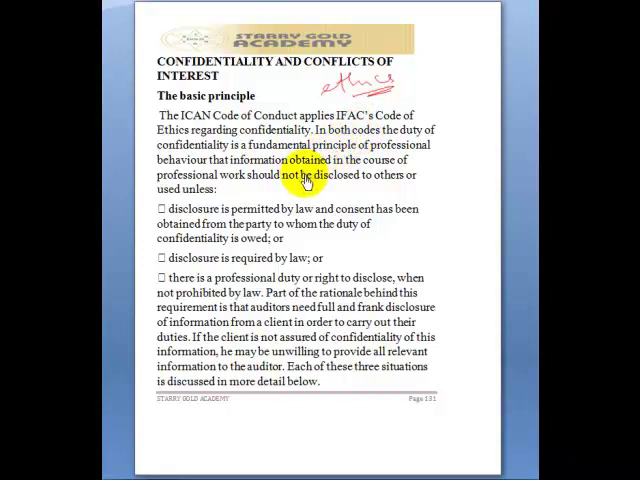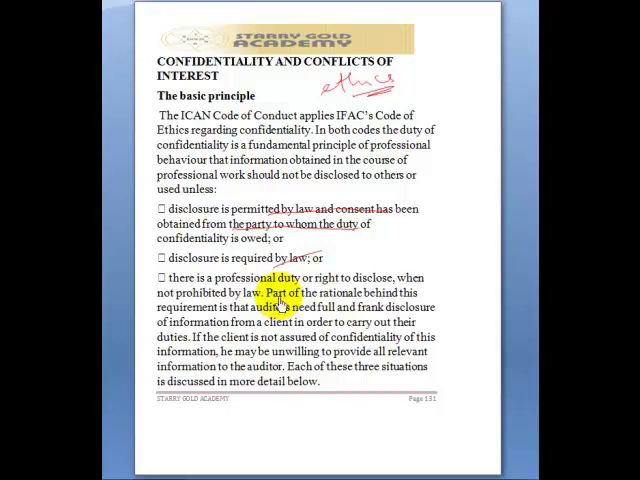That is, information obtained in the course of professional work should not be disclosed to others or used unless disclosure is permitted by law and consent has been obtained from the party to whom the duty of confidentiality is owed, or disclosure is required by law, or there is a professional duty or right to disclose when not prohibited by law. So that is it.